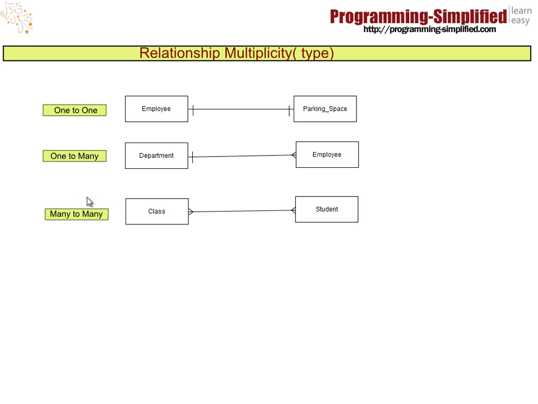Now the third type of multiplicity is many to many. Now a class can have many students in it, and a student can be studying in many classes.